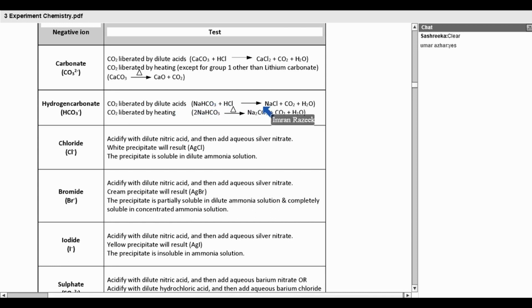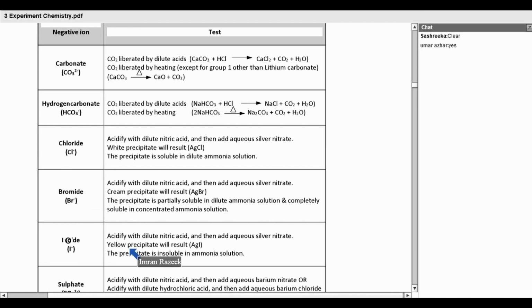And likewise, the bicarbonate, same test for the bicarbonates. You get carbon dioxide when you add acid or when you heat. As for the bicarbonates, any bicarbonate will release carbon dioxide, even if it's a group 1 bicarbonate, because group 1 bicarbonates will decompose. That will give the carbonate, carbon dioxide plus water. But other than that, any other carbonate will get further decomposed to the oxide.